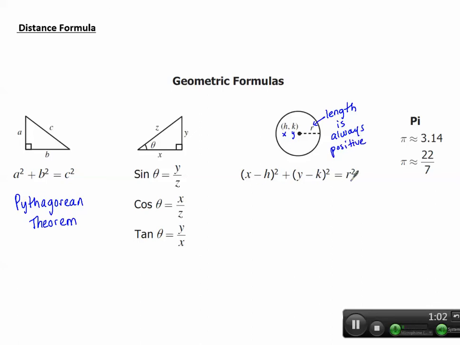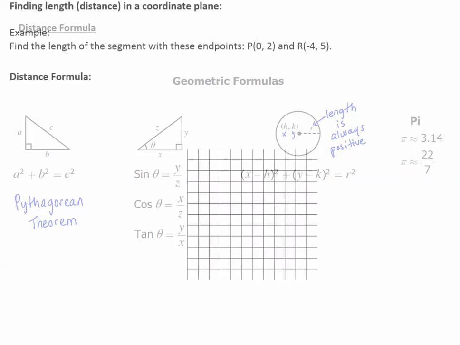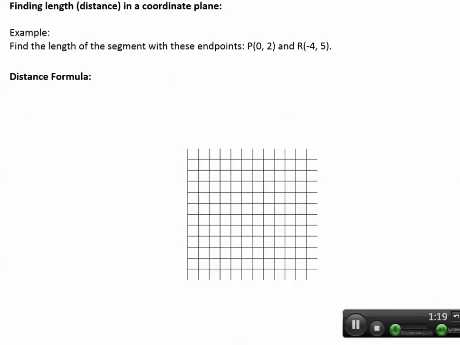Notice they give you a formula to find that length R. The quantity x minus h squared plus the quantity y minus k squared equals r squared. This formula gives us the length of the radius. Let's keep this in mind as we explore the next example. Finding length, sometimes we call it distance, between 2 points in a coordinate plane. Example: find the length of the segment with these endpoints.